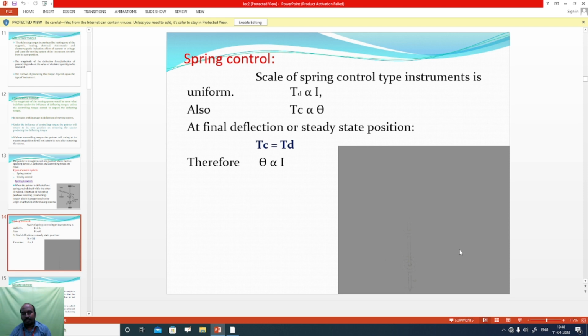While the controlling torque is proportional to the angle of deflection. How much angle the spindle is deflected, that much controlling torque needs to be produced. So controlling torque TC is proportional to theta. The pointer comes to a steady state position when both these torques are equal, that is, TC equals TD. Therefore, theta is proportional to I. That is, the angle of deflection is proportional to the input current.